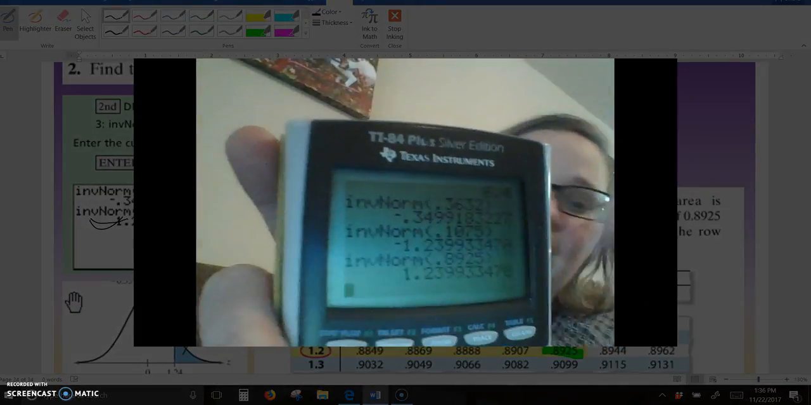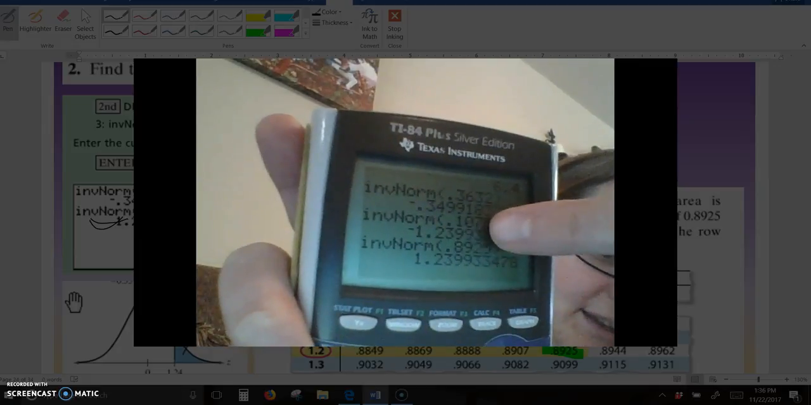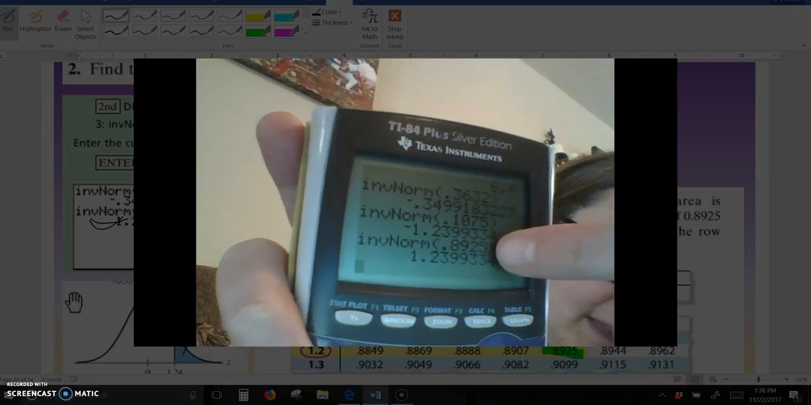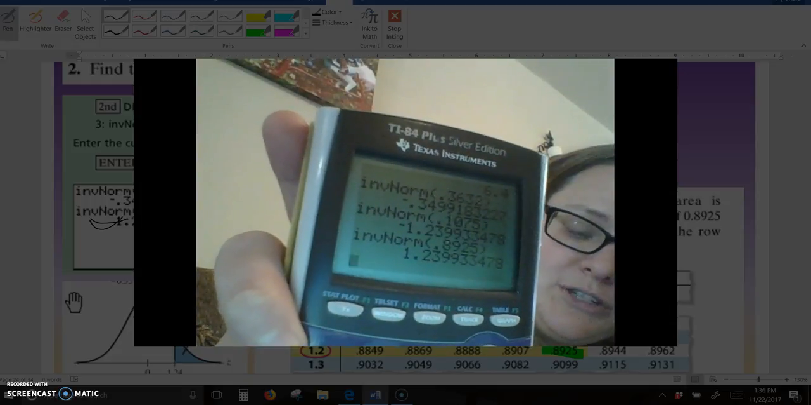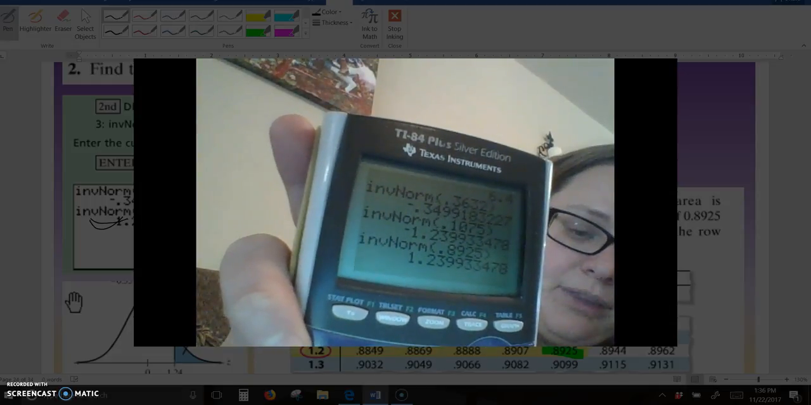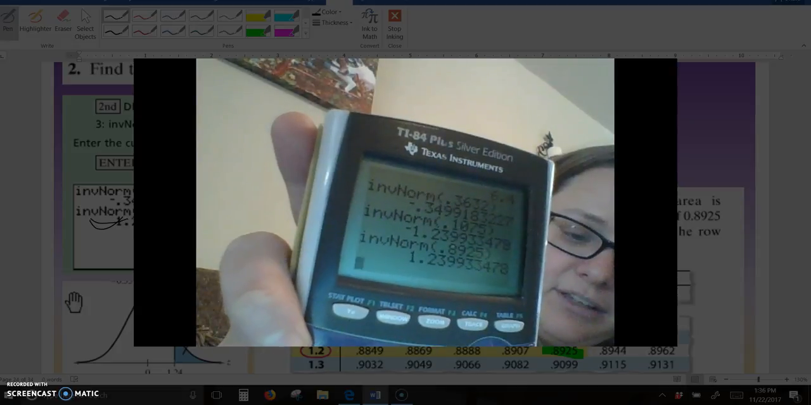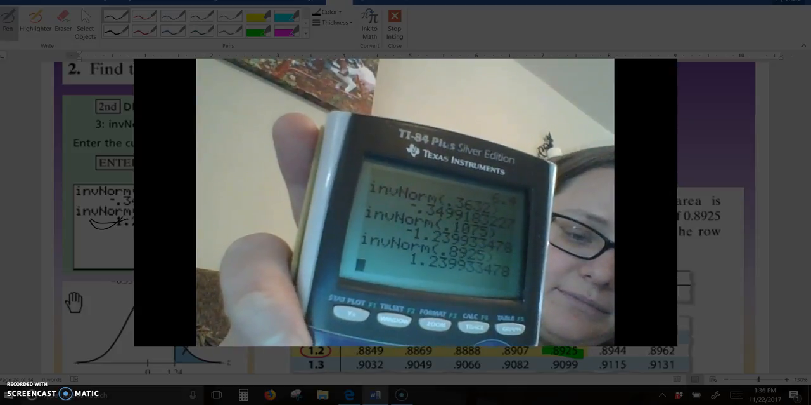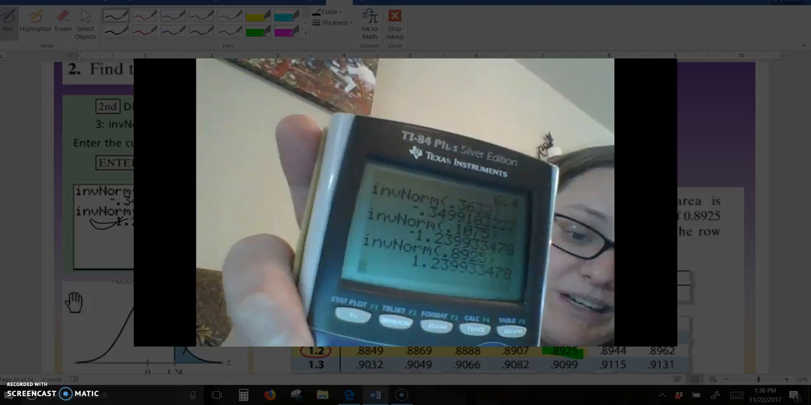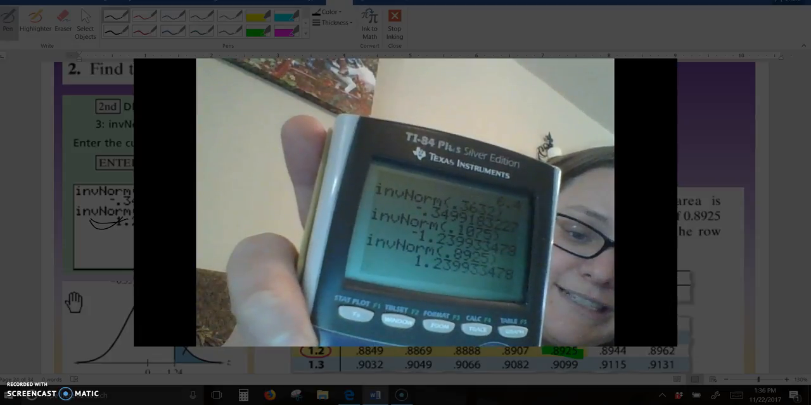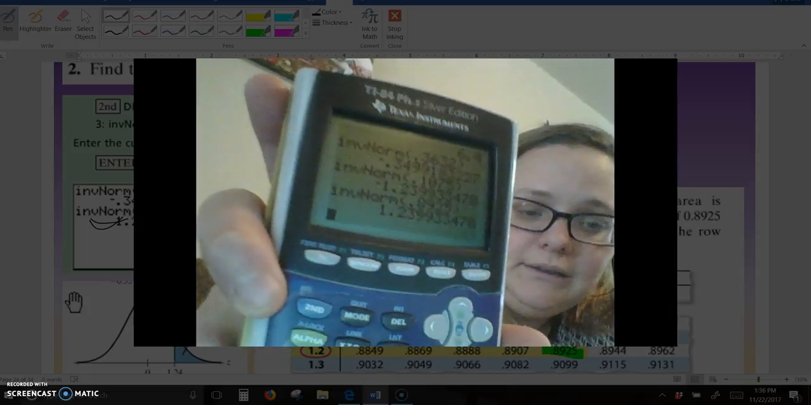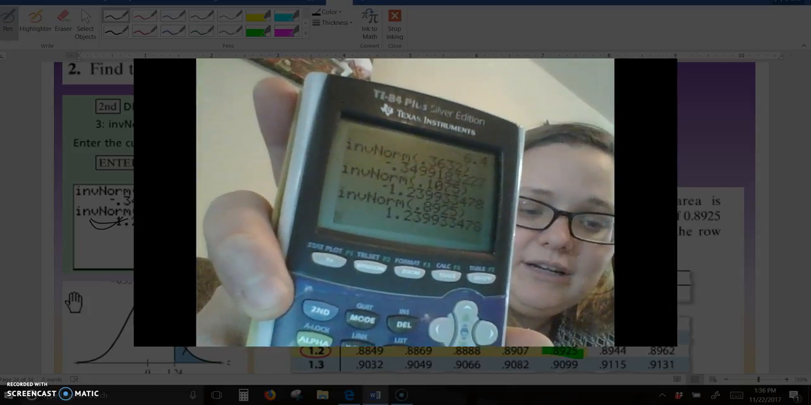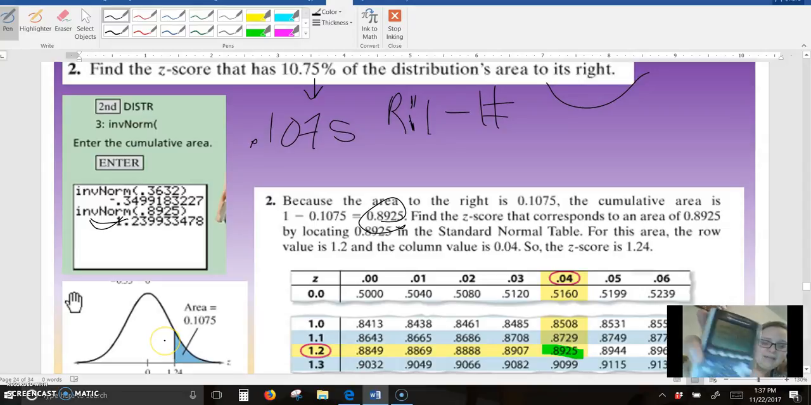Notice that regardless if I type in the 0.1075 or the 0.8925, we get the exact same answer because the normal distribution is symmetric. One's positive, one's negative. You can never have both, so we would have to figure out which one.